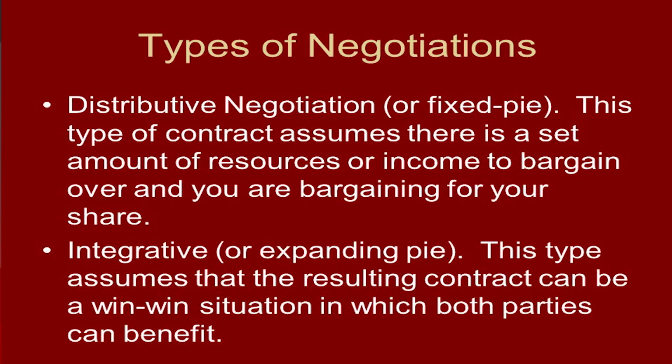It is important to distinguish between two types of negotiations. The first is distributive contracts or fixed pie contracts. This type of contract assumes there is a set amount of resources or income to bargain over, and you're bargaining for your share. An example of this would be where a house is going to be built with, say, a sale price of $1 million. That $1 million needs to be split up between the developer, the contractor, and subbies, in which case the contractors are all negotiating for a slice of the pie.